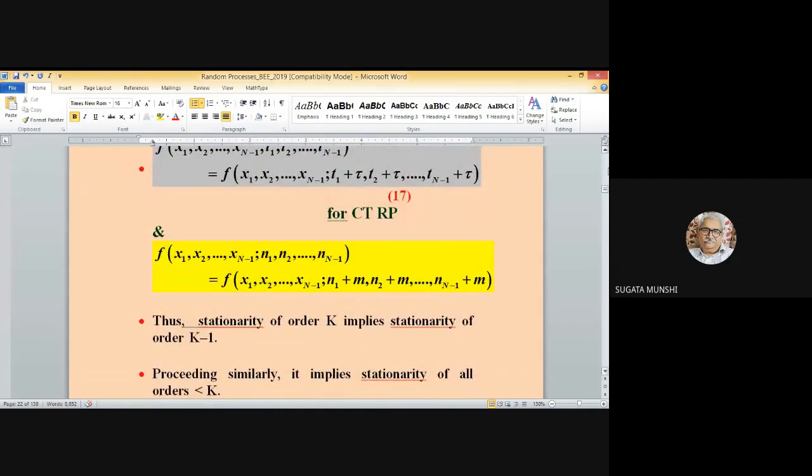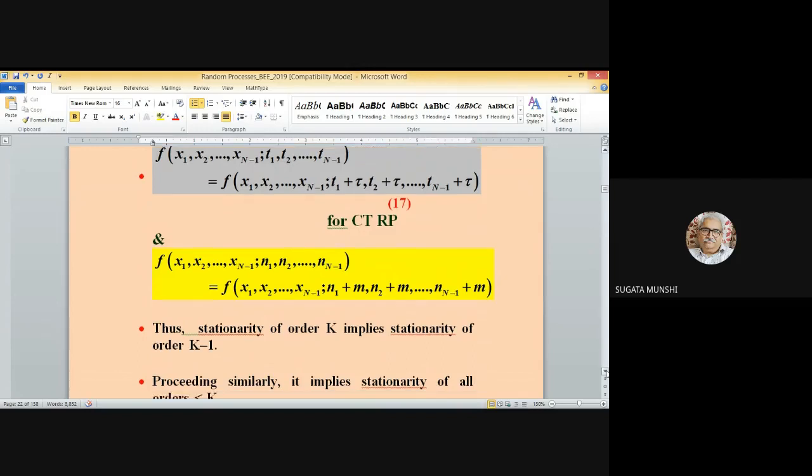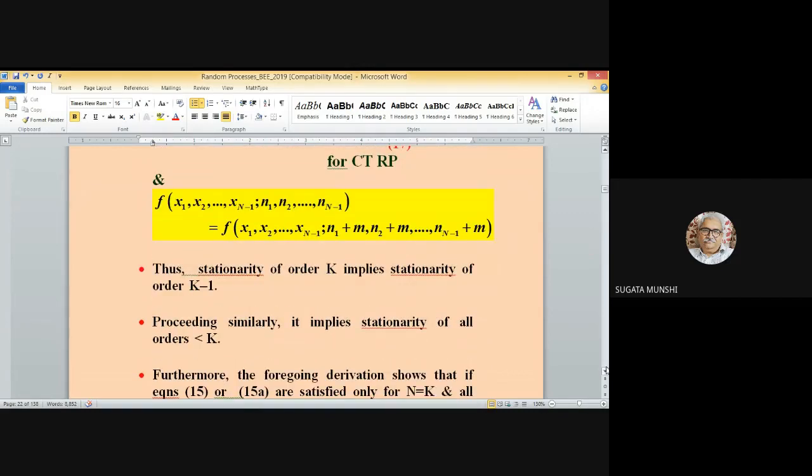Thus, stationarity of order k, or I could have also written n, implies stationarity of order k minus 1. Proceeding similarly, it implies stationarity of all orders less than k, right up to the first order.